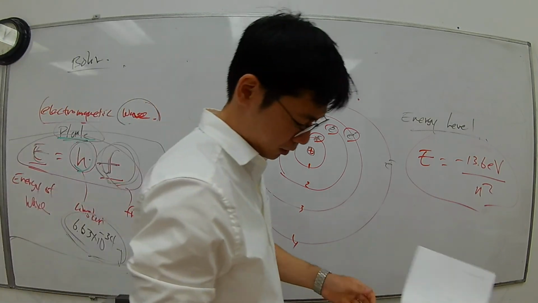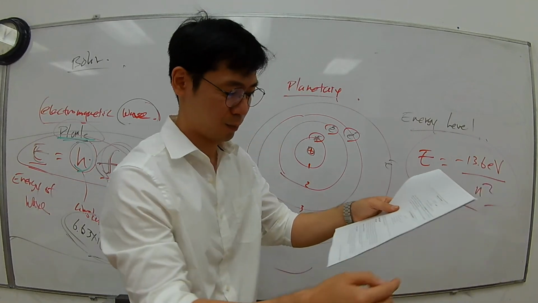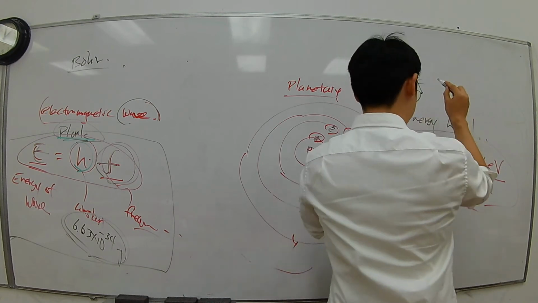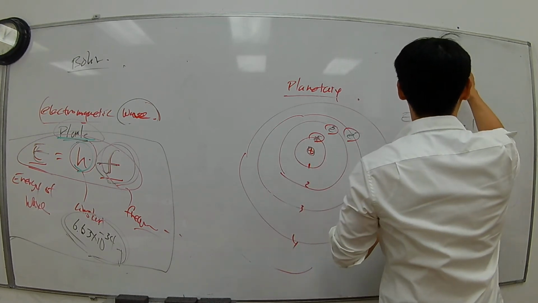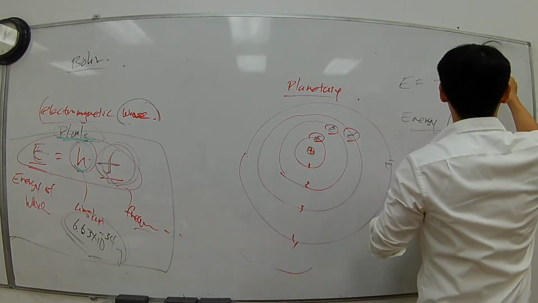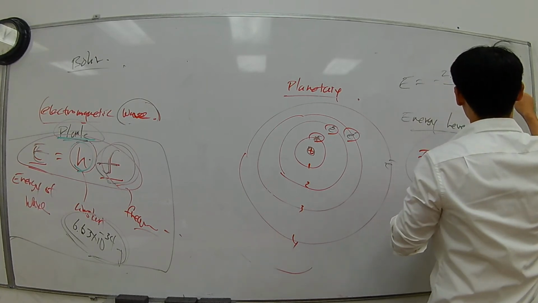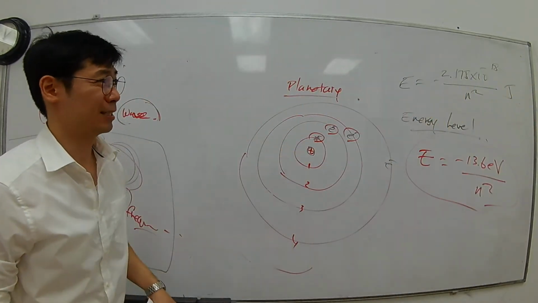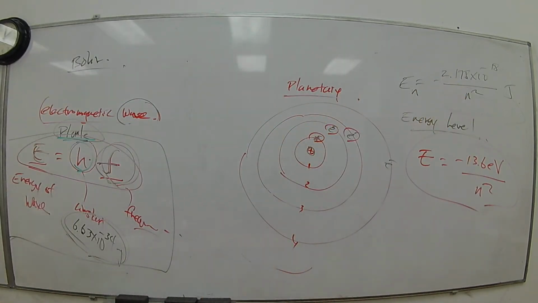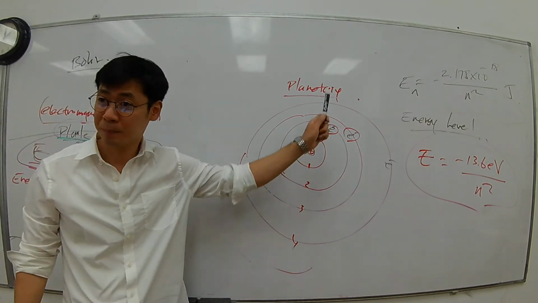If you look at the text, on page 23 I think, it gives you the equation. E is equal to negative 2.178 times 10 to the power of negative 18 joules over n squared. This is the nth principal energy level. I guarantee your teacher will talk about this equation. There's no question.